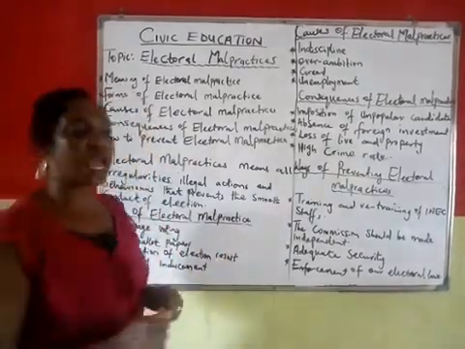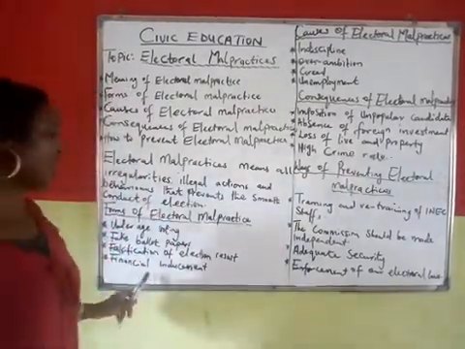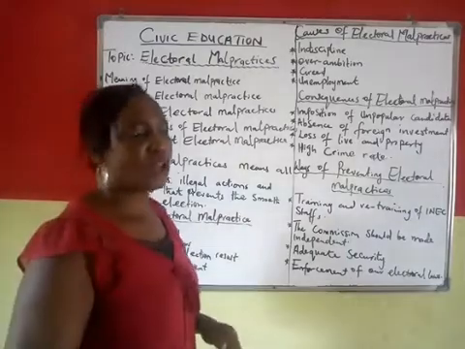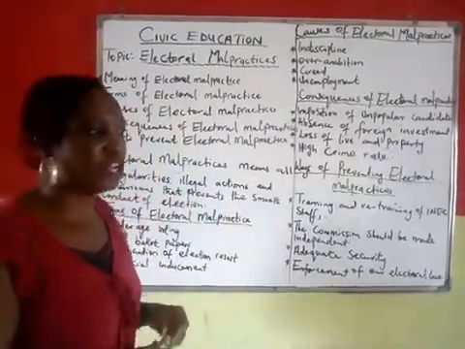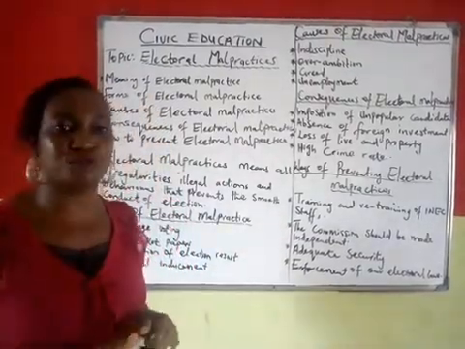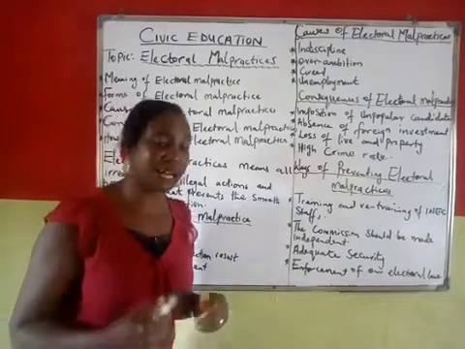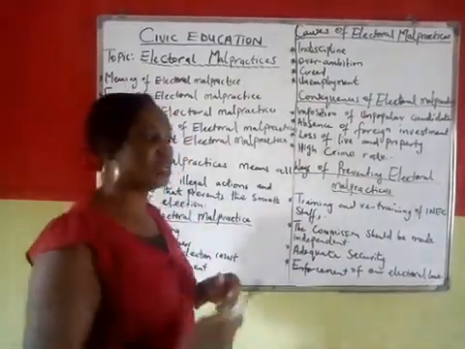And then the last one I have on the board, which is not the least, of course we have more, is financial inducement. You find out because party A has the money to throw around, they will be inducing the electorate or the voters to vote for them, even when they know that they cannot perform, even when they know that they cannot do very well.